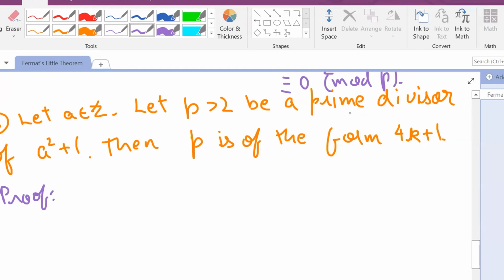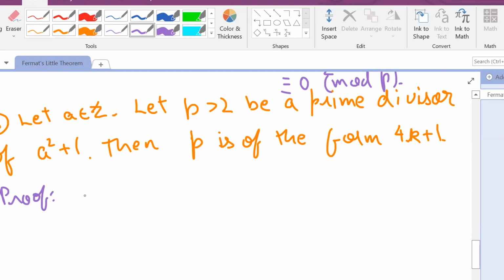Remember, p is prime, it's a divisor of a square plus 1, and we want to show that it is of the form 4k plus 1. Now, how do we go about doing this? Let's start. p is a prime divisor, right? And now, by the division algorithm, p has to have remainders either 0, 1, 2, or 3.